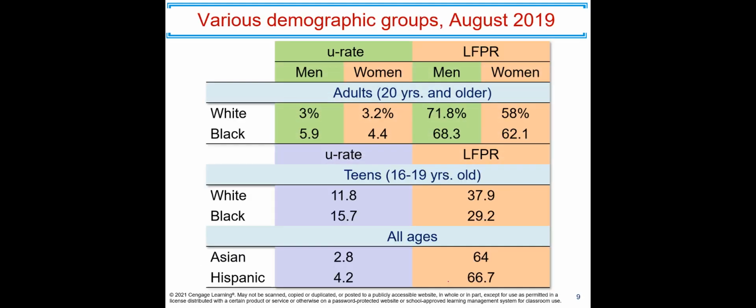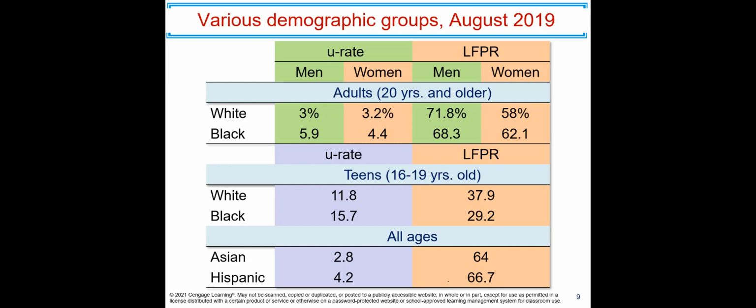87.5%. So let's look at some demographics among the unemployed and employed people. First, we are going to compare different ethnicities, white and black, Asian and Hispanic, and also we compare between men and women. Let's start with ethnicity differences.